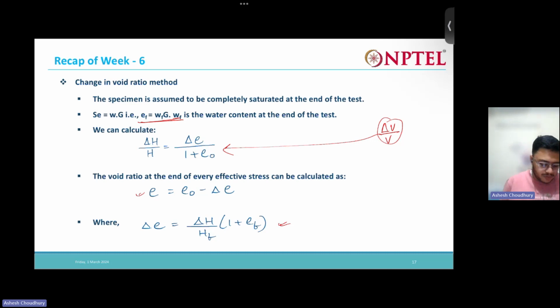Okay, so when we solve problems, this is going to be actually clear to you. All right, so at the end of each effective stress, e is going to be e naught, the initial void ratio, minus delta e. And what is delta e? Delta e is nothing but this. Delta e is delta H by H_f times 1 plus e_f.